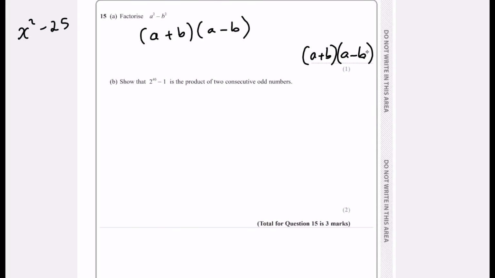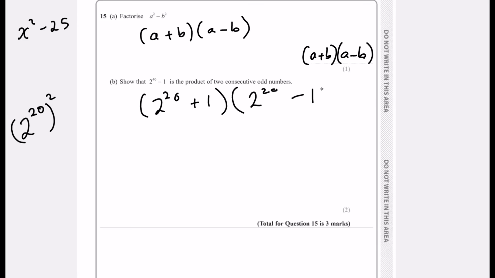Show that 2 to the power of 40 minus 1, so part B, there's a link between the 2 questions, is a product of 2 consecutive odd numbers. So again, we've got the difference of 2 squares. So 2 to the power of 20 squared is 2 to the power of 40. So it's 2 to the power of 20 plus 1 times 2 to the power of 20 minus 1. So how can we say it's the product of two consecutive odd numbers? So 2 to the power of 20 must be even. It's a multiple of 2.